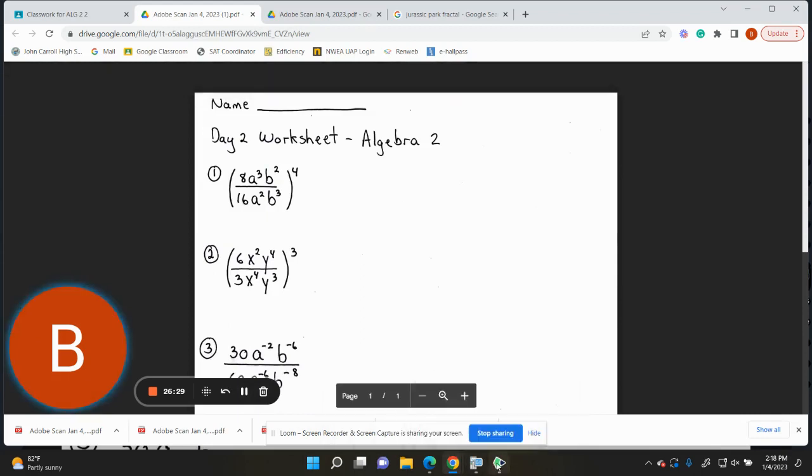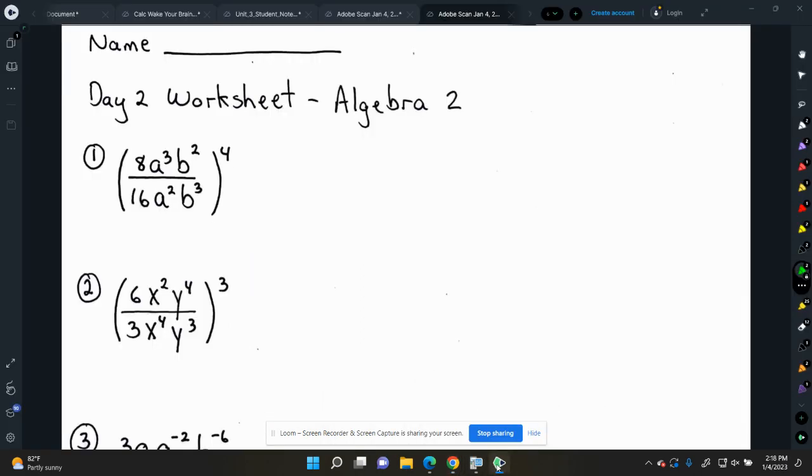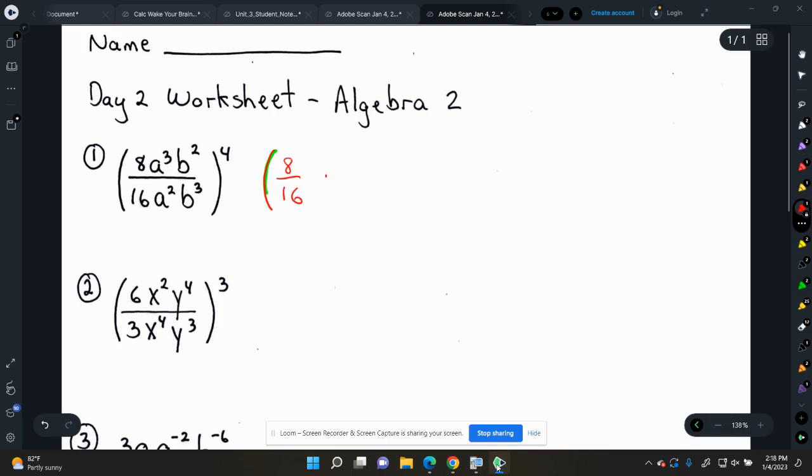I want to go over this so that we can cover it before the quiz, right? Remember, we're going to simplify inside first. Okay? Simplifying inside first. So I have 8 over 16, a to the third over a to the second, and then b to the second over b to the third, and this is all to the 4th power. Okay? Everybody understand that part? We're working with what's inside first. Okay, what happens to the 8 over 16? Becomes 1/2.